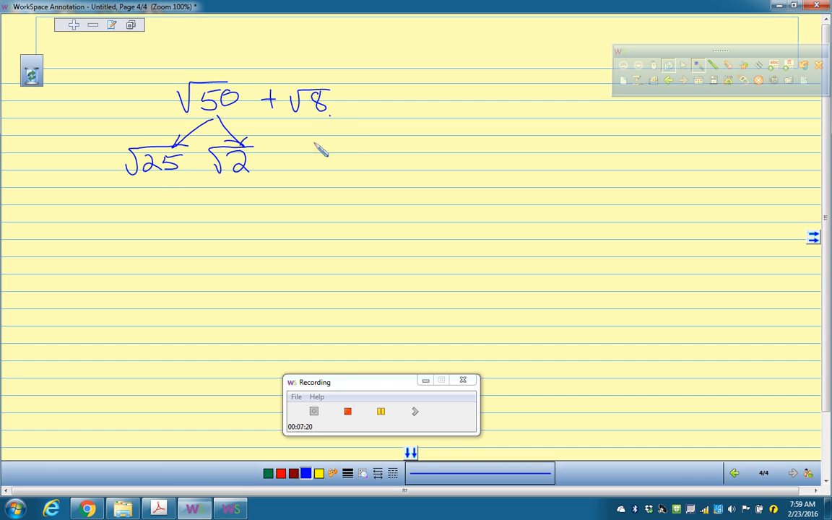How can I break up square root of 8? What perfect square is in 8? 4 times what? 2. So that's square root of 4, also times square root of 2. What can I pull outside of this box? I can pull out a 5. 5 square root of 2. What can I pull out of this box? 2 root of 2.